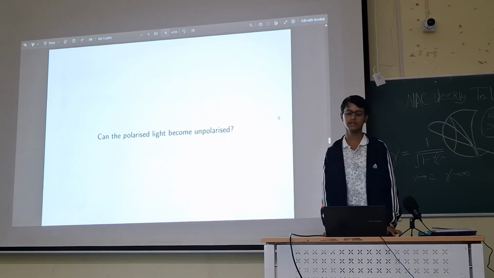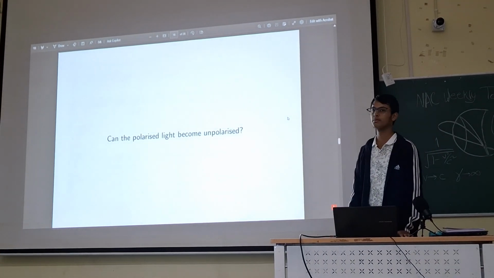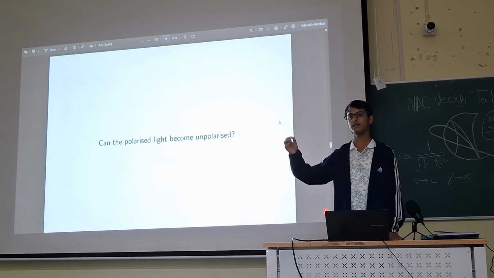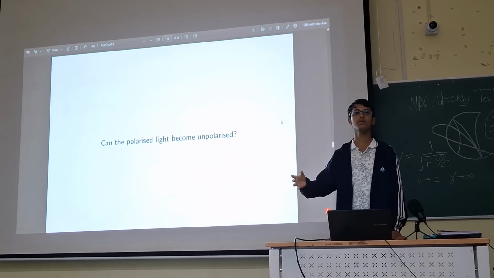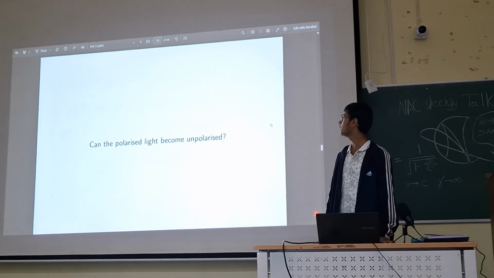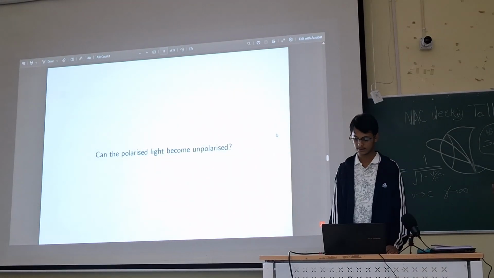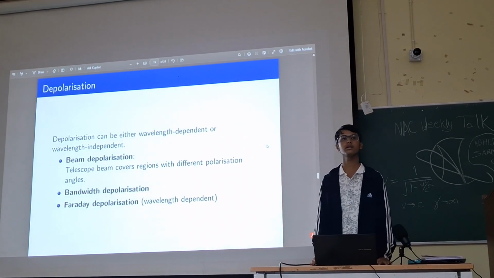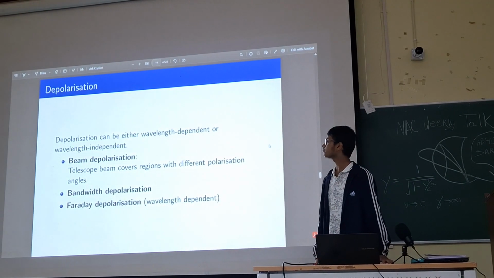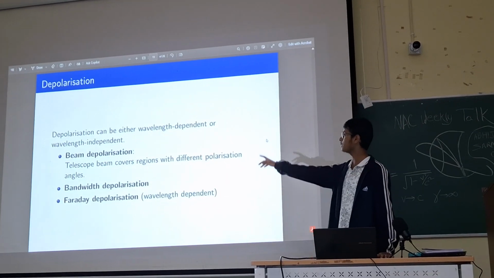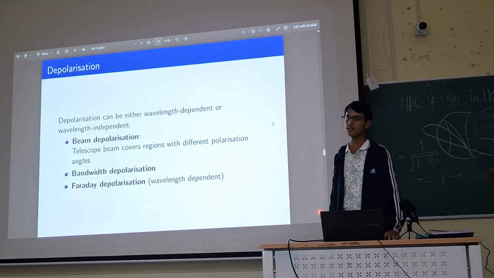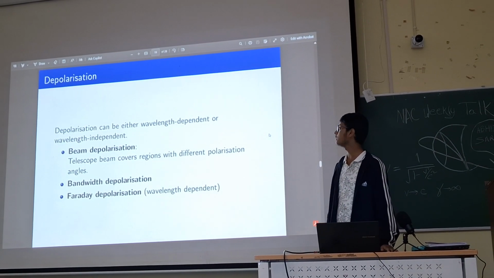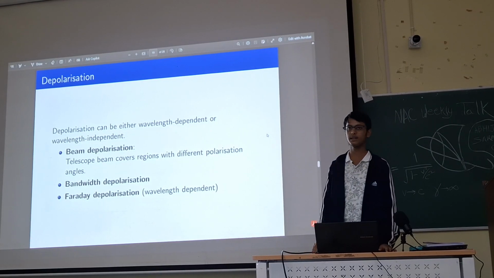Basically, there is another phenomenon. Polarized light can get depolarized, so it can lose its polarization when it travels through space, and this phenomenon is known as depolarization. Depolarization can either be wavelength dependent or wavelength independent. We have beam depolarization, tangent depolarization, and Faraday depolarization. Out of these, Faraday depolarization is the one that is wavelength dependent, whereas the other two are wavelength independent.